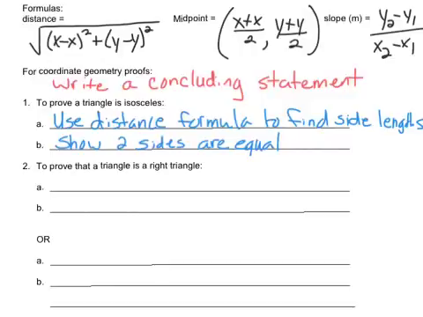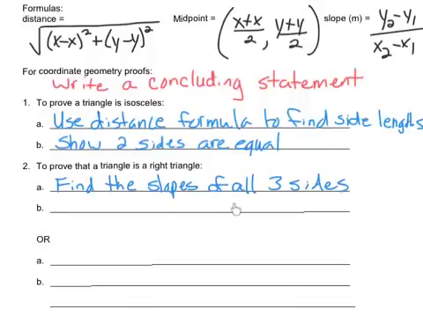To prove a triangle is a right triangle, we can do two different things. We can look at the angles. So if we're going to look at the angles between two sides, we're going to calculate the slopes. So you're going to find the slopes of all three sides using the slope formula. And then you're going to find that two slopes are going to be negative reciprocals. So that means they're going to be perpendicular and therefore a right angle. That's all we need to show that it's a right triangle. Calculate three slopes and then show that two of them are perpendicular to each other.